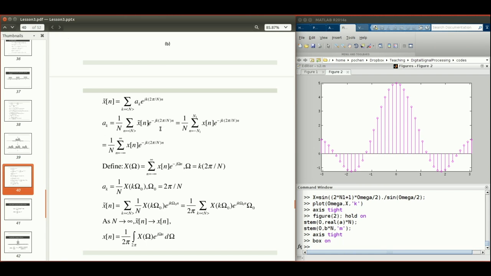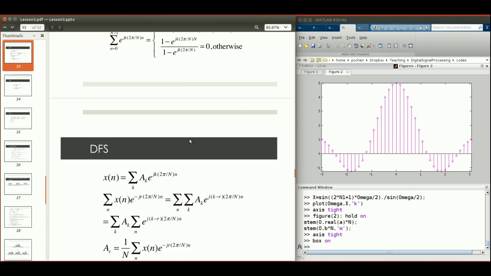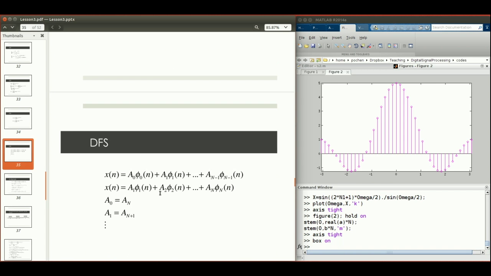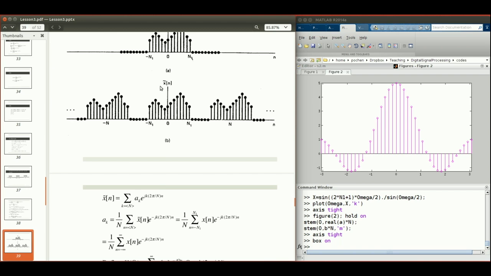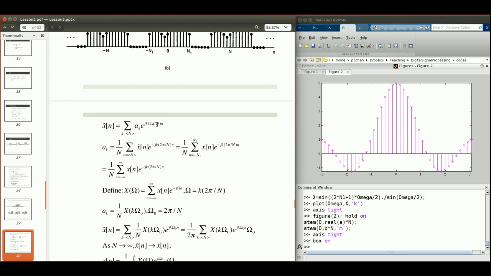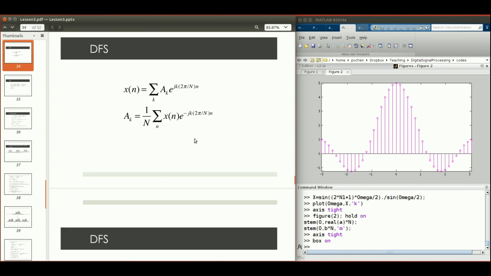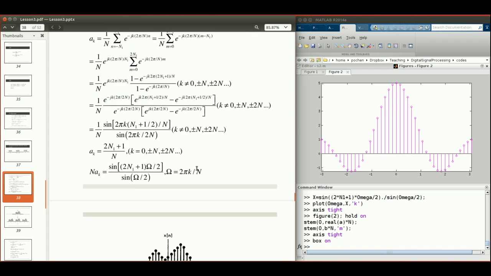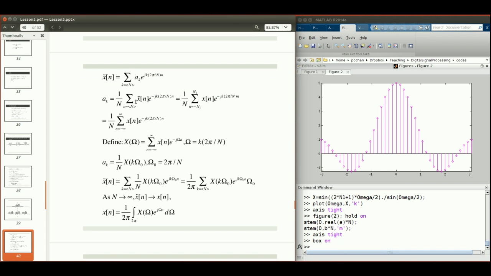And then our Fourier series coefficients a_k can be computed using the equation that we have talked about. This equation is exactly the same as our analysis equation. So this is a synthesis equation, this is an analysis equation. For our periodic sequence, this is our synthesis equation, exactly the same as before, except that we changed capital A to small case a. And this is the analysis equation, still exactly the same as before, except that the notation changed a little bit.